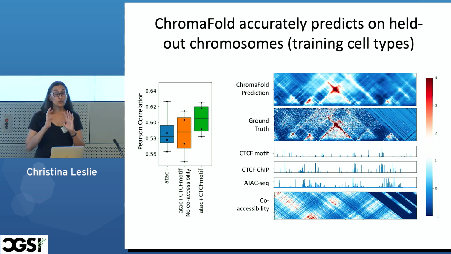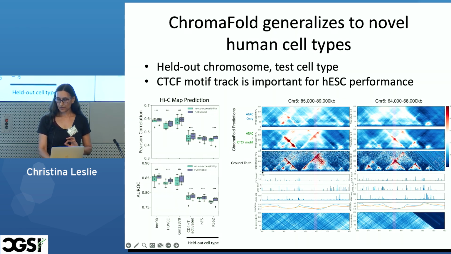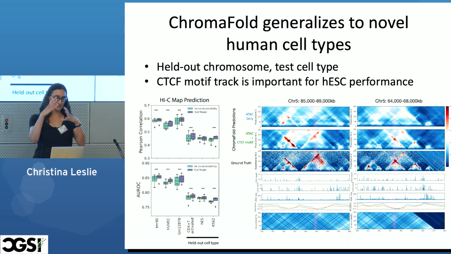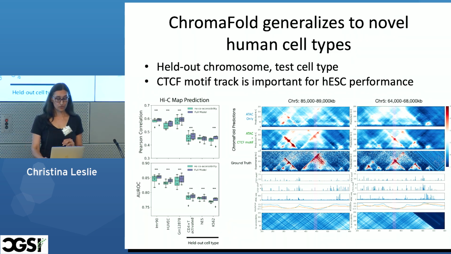All right, so we don't want to just predict in the same cell type. We want to learn a model that generalizes to new cell types. So that's what we're doing here. Now this is the ground truth. This is the model's prediction. And I'm showing what happens if you take away the CTCF motif: then you don't learn the structures as well in a new cell type. But this model versus this, pretty good. So the accuracy is usable.